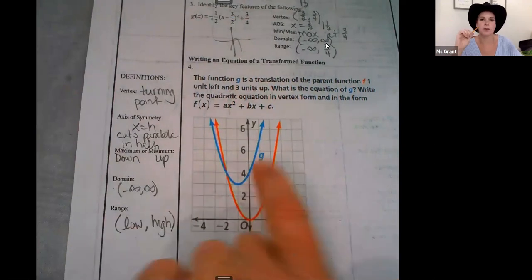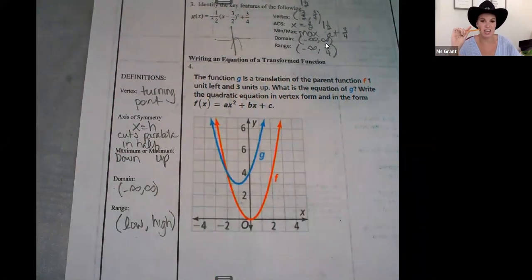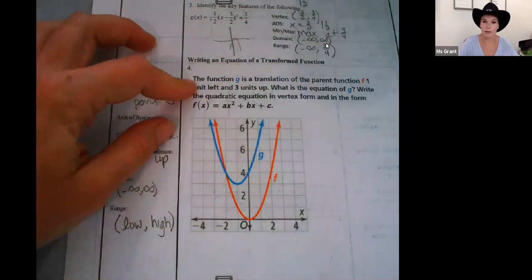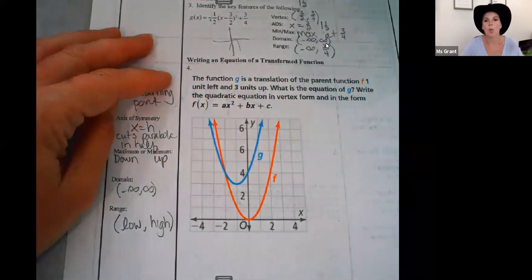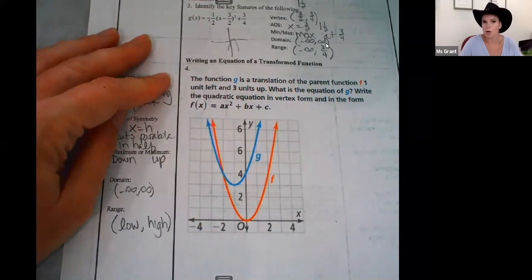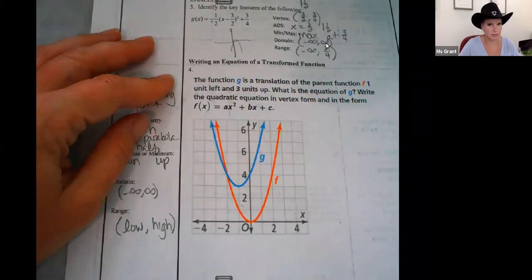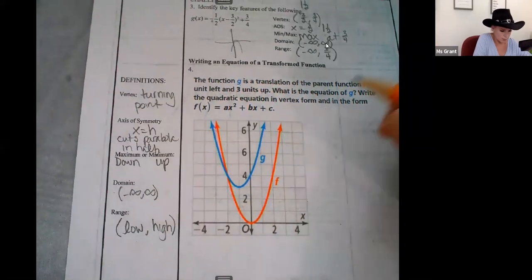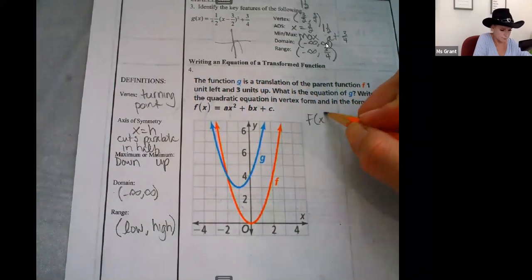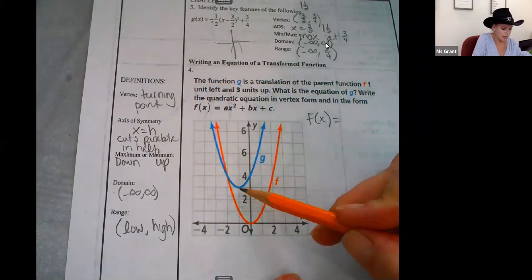We are going to do number 4. The function of g, blue, is a translation of the parent function f, 1 unit left and 3 units up. What is the equation of g? Write the quadratic equation in vertex form and in the form f of x equals ax squared plus bx plus c.